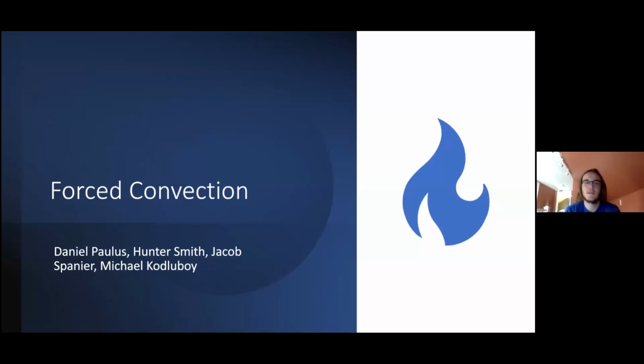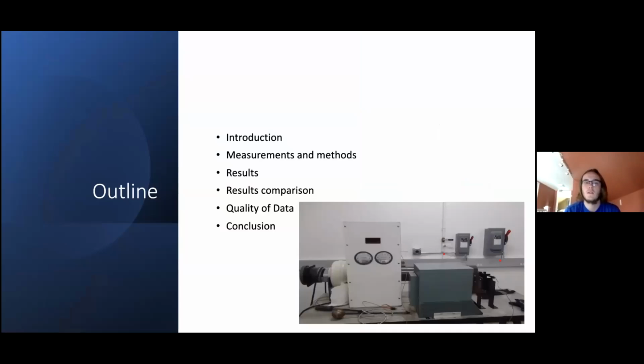The lab we did for this presentation was the forced convection lab. It was conducted by myself, Michael, Dan, Hunter, and Jake. This is the outline for our presentation. It includes the introduction, measurements and methods, the results comparison, quality of data, conclusion with suggestions about how to do the lab.